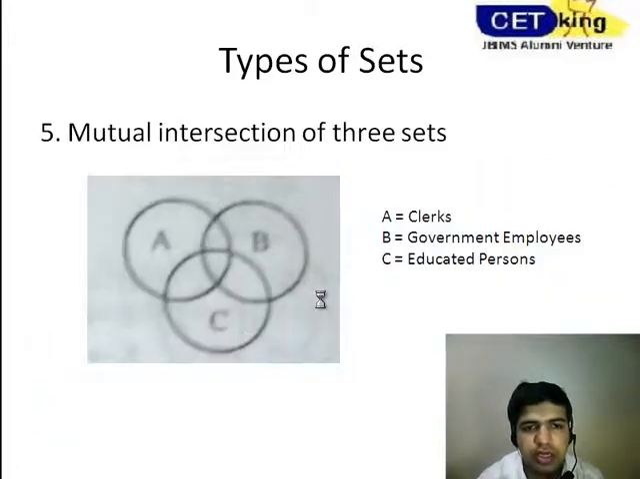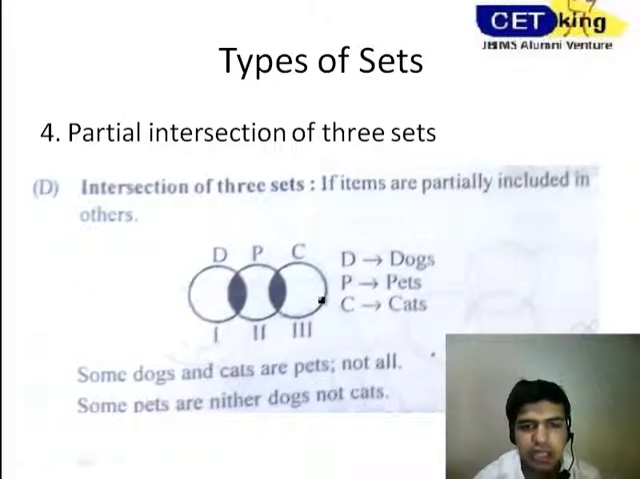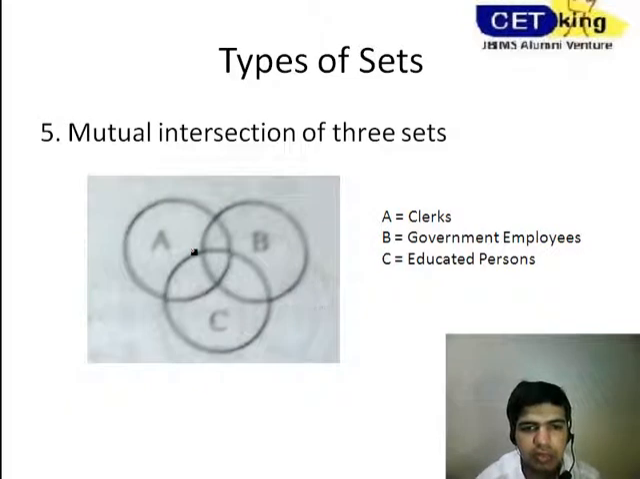Okay, and the next one is different from the previous type. If C and D had anything common, it would have been something like this. Say we are given A is clerks, B is government employees, and C is educated persons. First approach, try to make something a complete subset of something. Clerks and government employees: are all the clerks government employees? Not necessarily. They may or may not be. So A and B will have a region in between. A and B will belong to type 3.